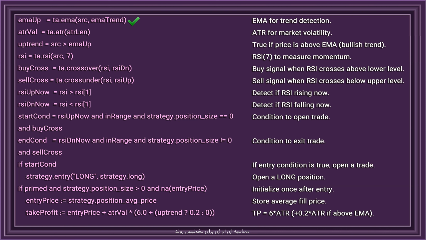EMA for trend detection. ATR for market volatility. True if price is above EMA, bullish trend. RSI 7 to measure momentum. Buy signal when RSI crosses above lower level. Sell signal when RSI crosses below upper level. Detect if RSI rising now. Detect if RSI falling now.